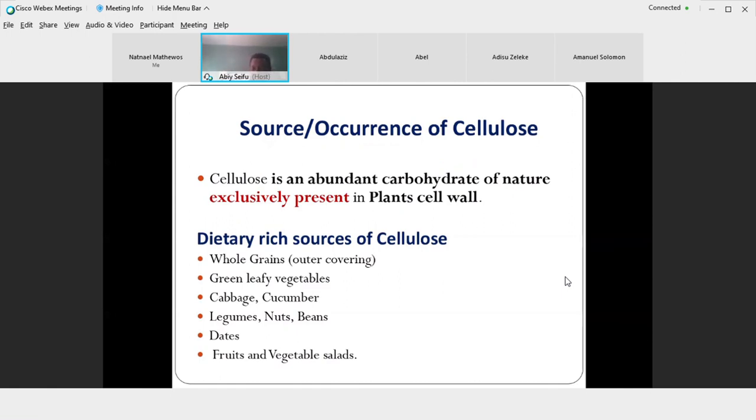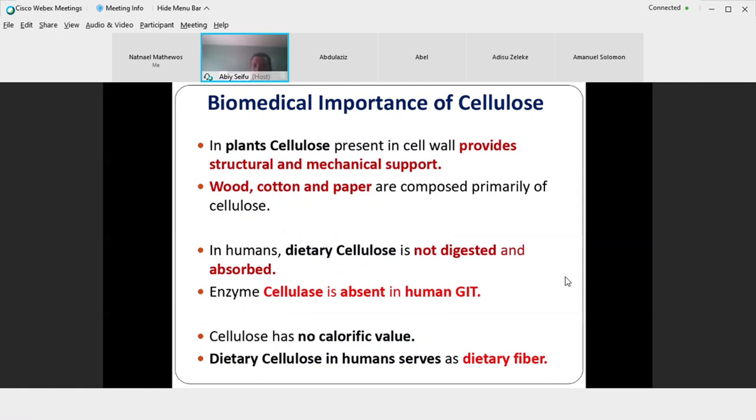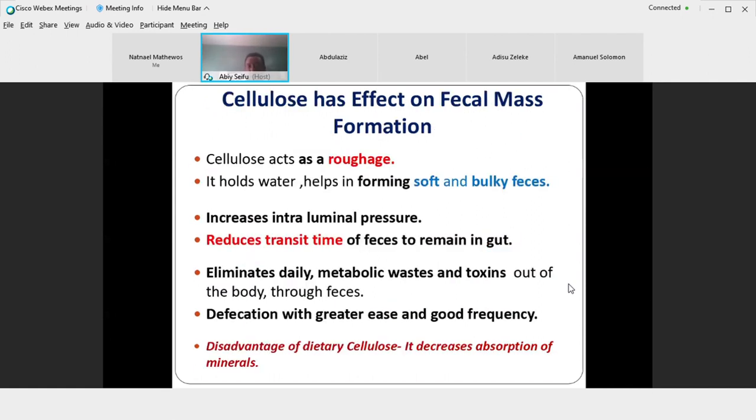Cellulose is found exclusively in plant cell walls. What is the biomedical importance of cellulose? It provides structural and mechanical support for them. For us, dietary cellulose is not digested and not absorbed due to the absence of the enzyme cellulase, and hence it has no calorific value. Therefore, cellulose is considered dietary fiber. But dietary fiber has a great role for our health.